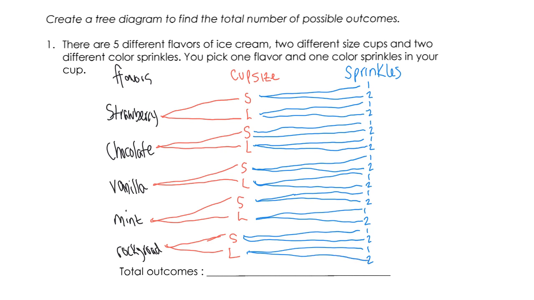Okay, so there's our tree diagram. Again, it doesn't have to be the cutest thing in the world. Now we have to count how many total outcomes there are, because that's the question. So we want to count this column. How many total possibilities are there? Hopefully you're counting these up. And when I counted, I got 20 outcomes.